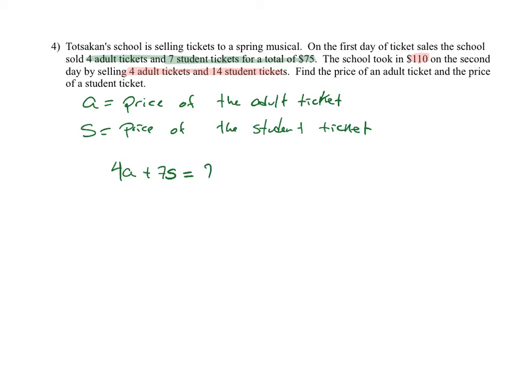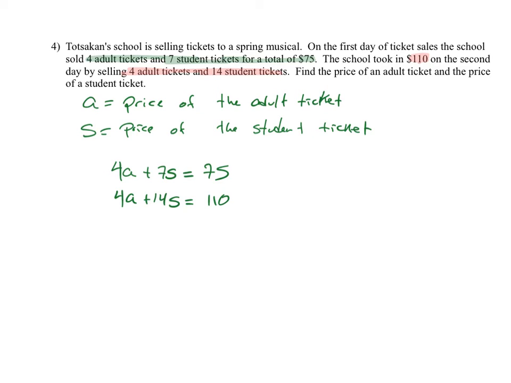On the first day they sold 4 adult tickets plus 7 student tickets for $75. And on the second day, they sold 4 adult tickets plus 14 student tickets for $110. I'm going to ask you to pause the video so you can solve that exercise. When you come back, I'm going to solve it with you so you can see if you have the same.